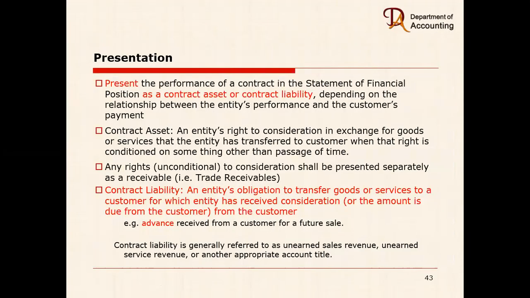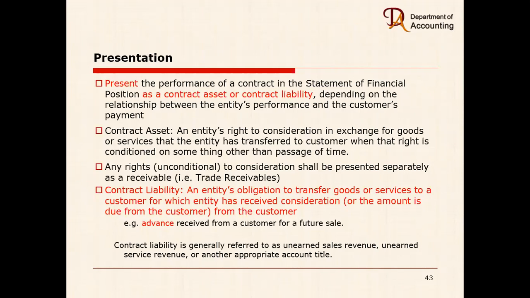Right. Presentation. Present the performance obligation of a contract in the statement of financial position as a contract asset or a contract liability. Right? When it comes to the performance of a contract in the statement of financial position, you may have to either recognize a contract asset or a contract liability, depending on the relationship between the entity's performance and the customer's payment. What are the instances where you get the contract asset? And what are the instances where you get the contract liability?